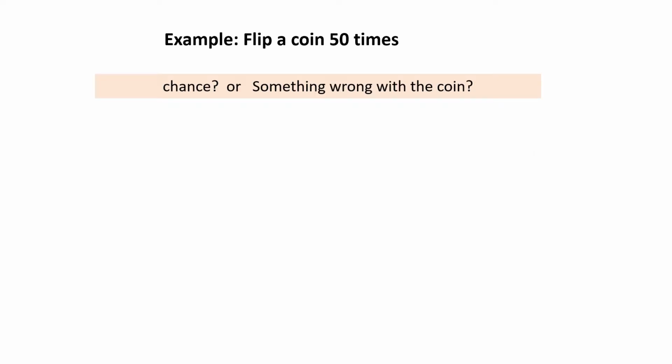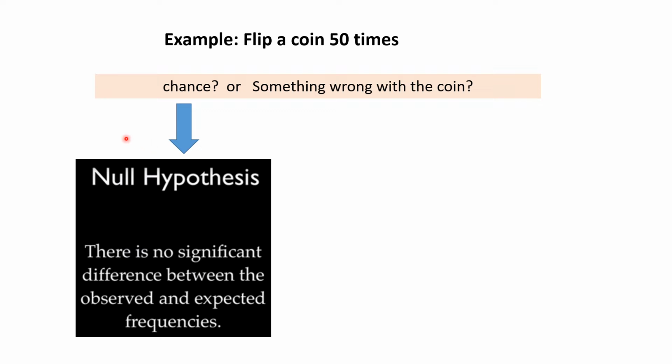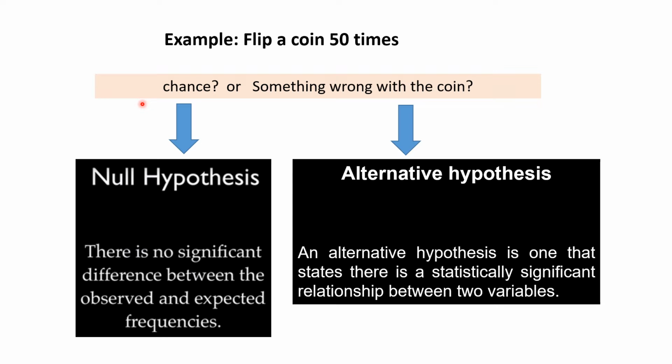To do that in statistics, we generally have first the null hypothesis, that there is no significant difference between the observed and expected frequencies. These differences happen only by chance. Or there could be something wrong, and that is the alternative hypothesis, the one that states that there is a statistically significant relationship between the two variables. So one is by chance, and the other is that there is a significant chance that there is something wrong with the coin.